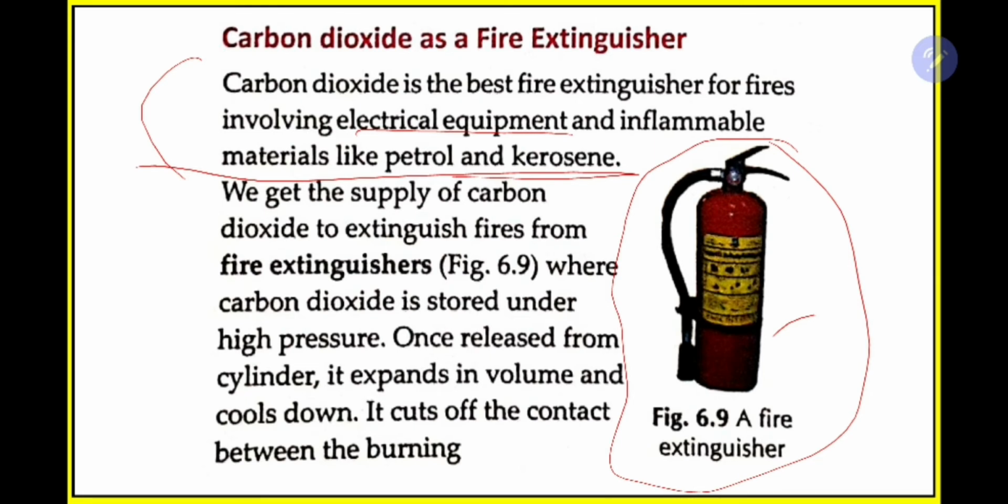For example, in our homes LPG cylinders also store gas under high pressure. Similarly, in a fire extinguisher the gas is stored under high pressure. Once the pressure is released, the gas expands in volume, right? If you compress some gas, it will become liquid or compact. But once you release it, the gas will expand in size and cool down. It cuts off the contact between the burning material and oxygen.